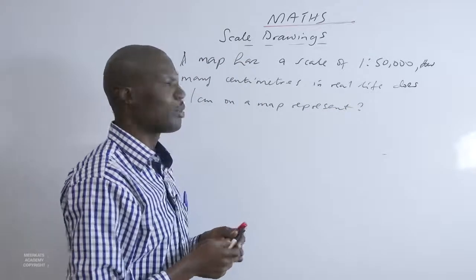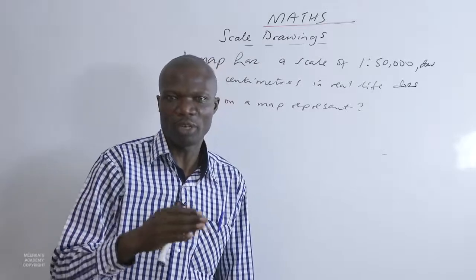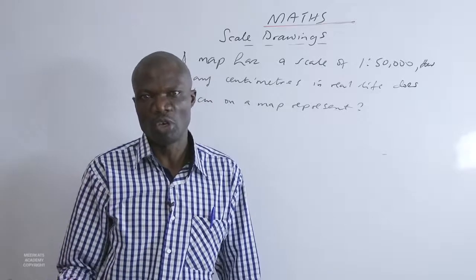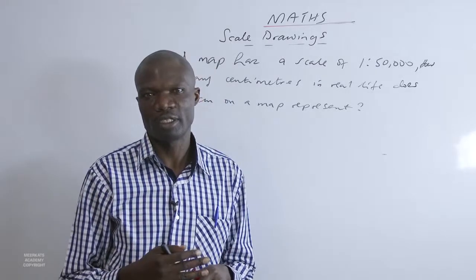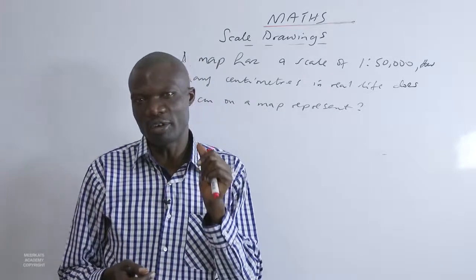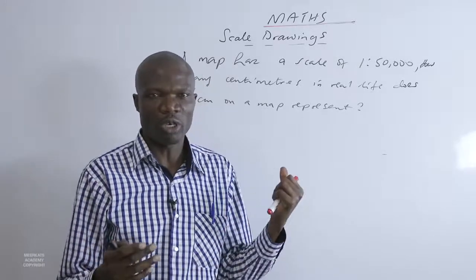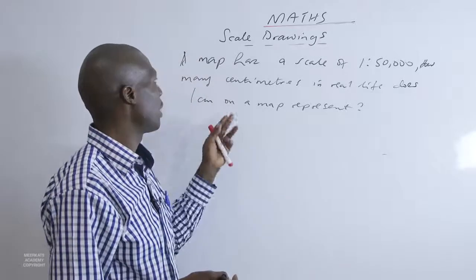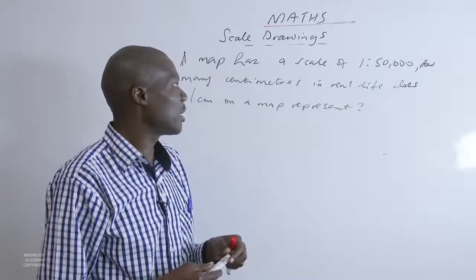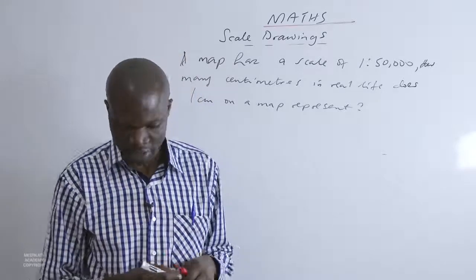Let's start with the question here. You all know what maps are, especially topographical maps, the what we call world maps, those maps which show the continents, the towns, and so on. All these maps were drawn according to a certain scale. The scale keeps on differing from one map to another. Our question is asking us to do the following. Our map has a scale of 1 to 50,000. How many centimeters in real life does 1 centimeter on a map represent?